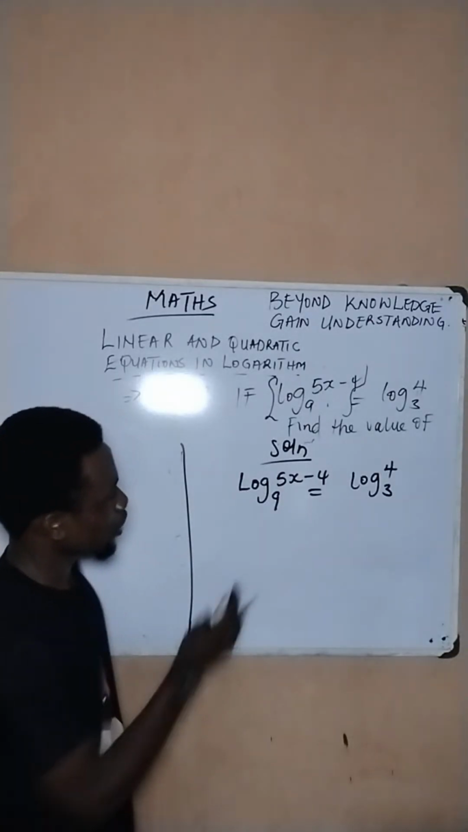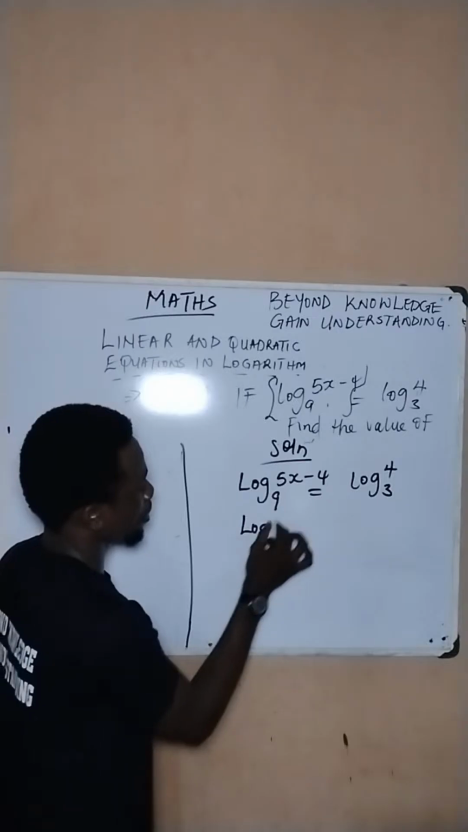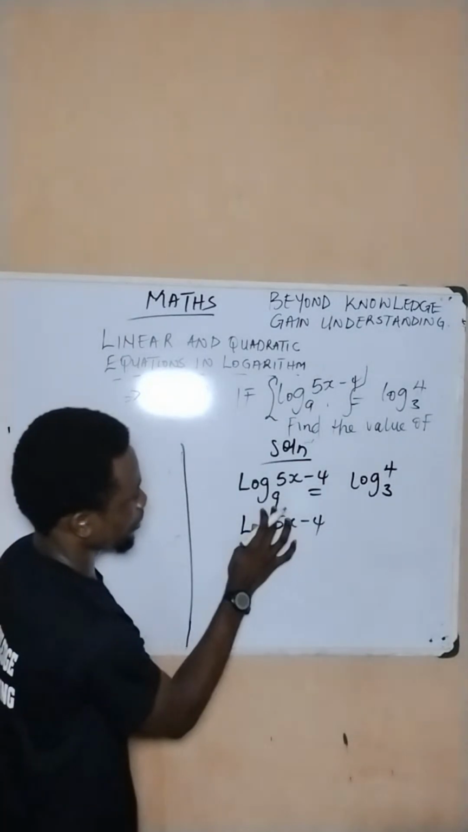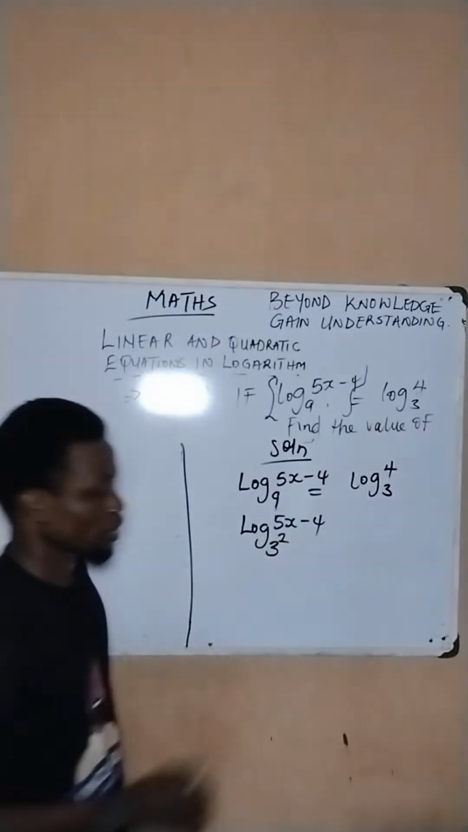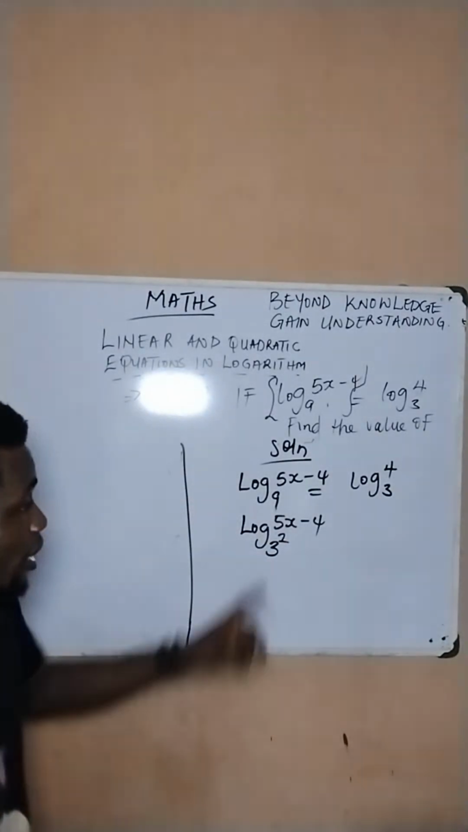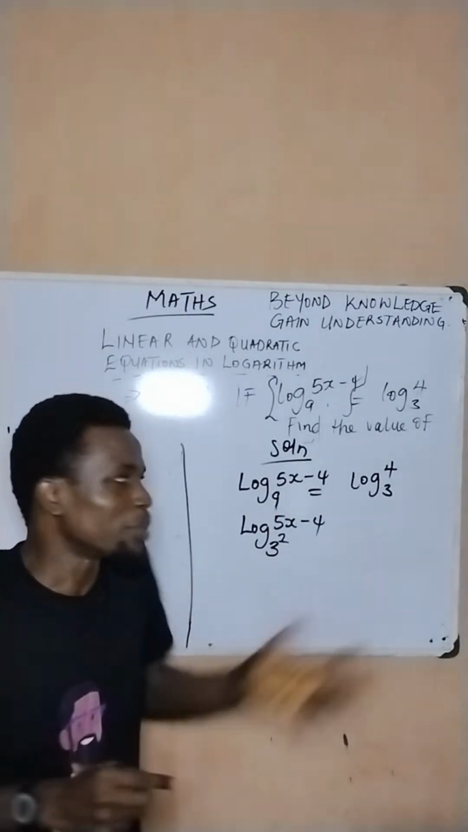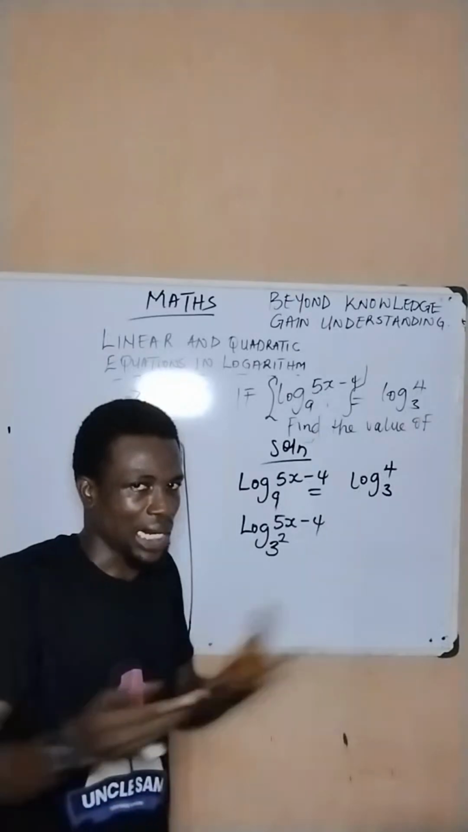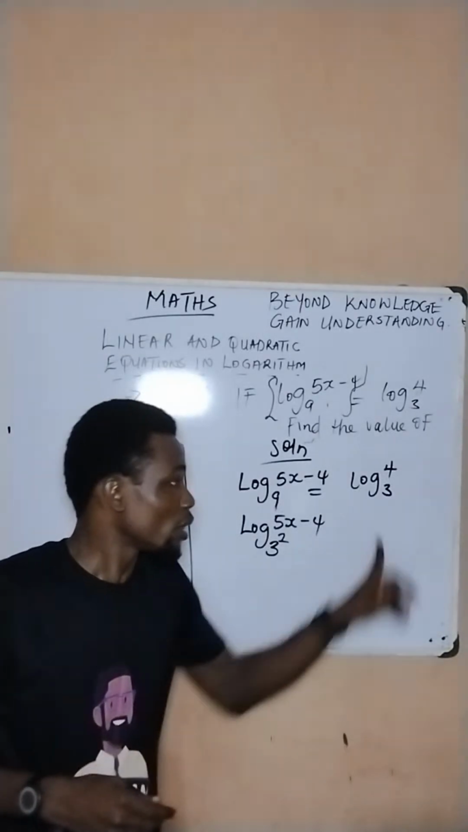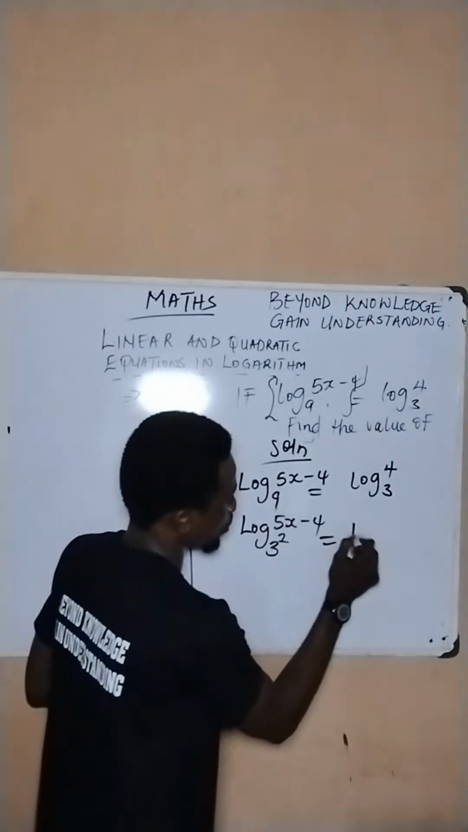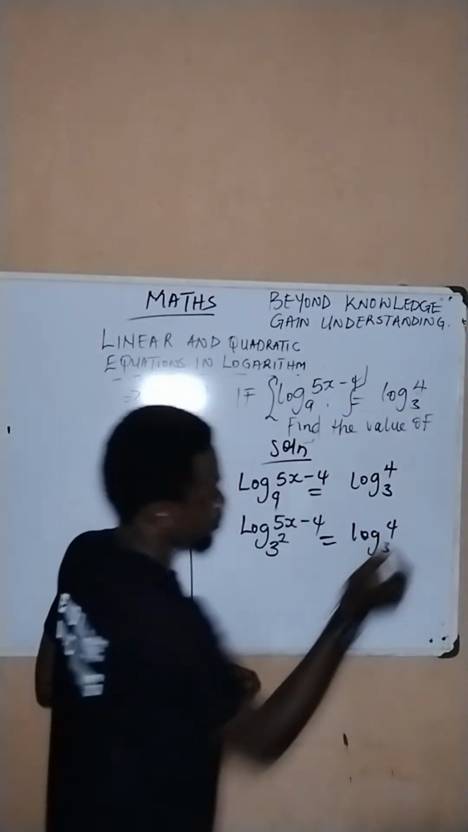So what can we do here? Well, we can reduce this to become log 5x minus 4 to the base of 9, which is simply 3 squared. So you see now that the base did not originally come with a power, but it could be reduced based on requirement because we are looking at the right hand side and it's something that we can reduce so that both of them can have the same base. So once we've gotten to this stage, equals log 4 base 3.